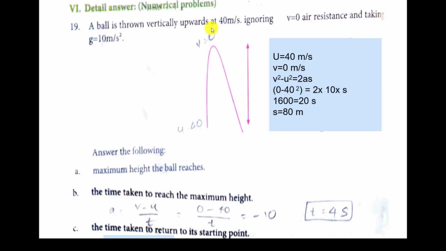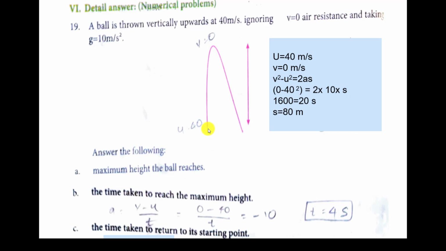A ball is thrown vertically upwards at 40 meters per second. You have to ignore the resistance of air, and taking g is equal to 10 meter per second square, you have to answer these three questions. Maximum height the ball reaches.